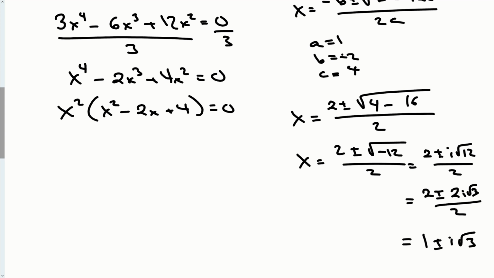So this is a 4th degree polynomial. So my answers are this one. Don't forget that one. That was right in front. 0 with a multiplicity.